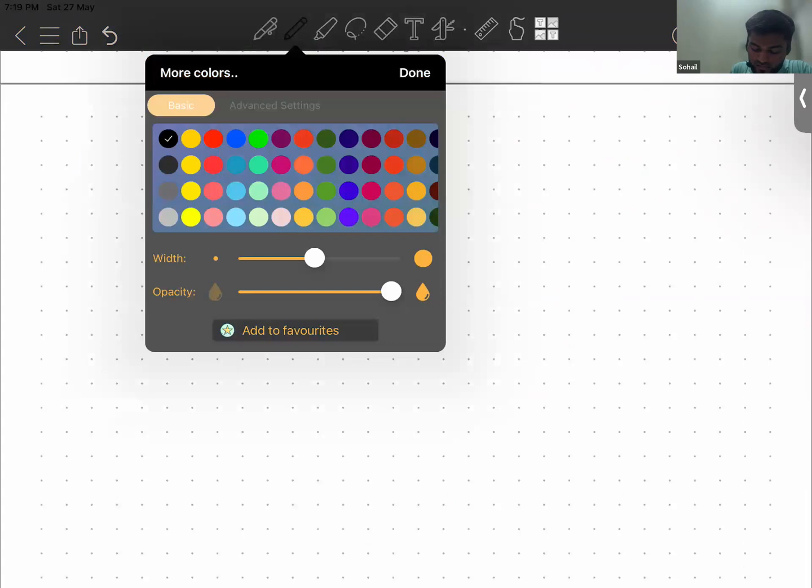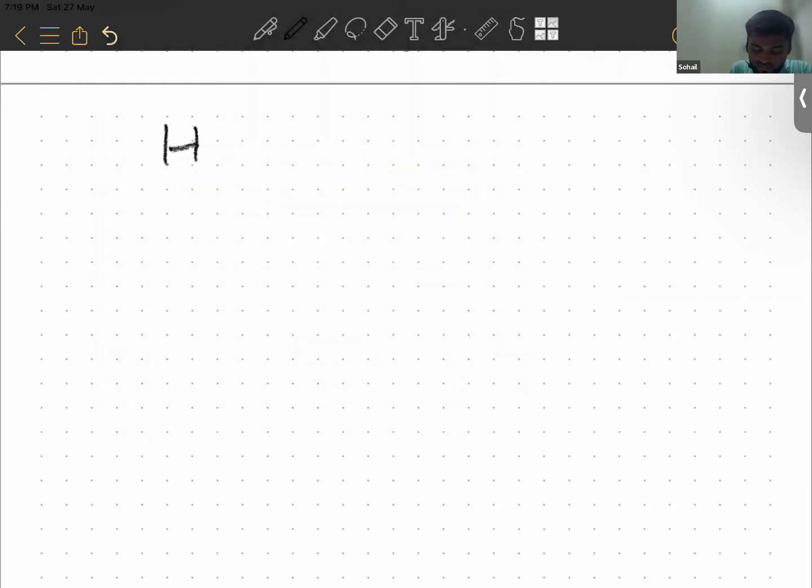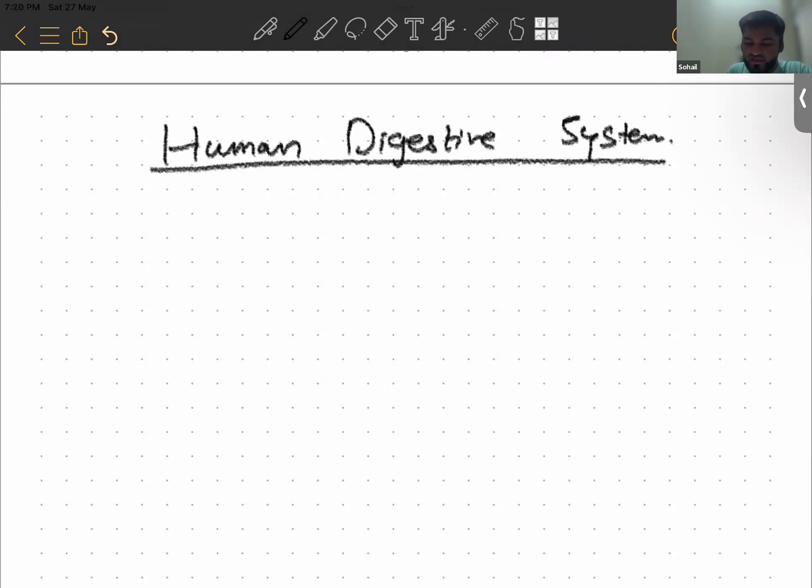Okay. Now, the most important part of the chapter is the human digestive system, which we are going to discuss. What do we mean by the human digestive system? The system where the food gets digested. That is the human digestive system. Since we are talking about the digestive system in humans, hence the name human digestive system.